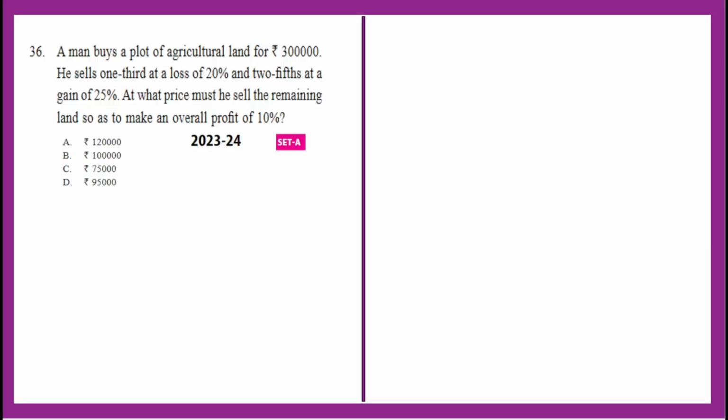Next, 36th one. A man buys a plot of agricultural land for rupees 3 lakh. He sells 1/3 at a loss of 20% and 2/5 at a gain of 25%. At what price must he sell the remaining land so as to make an overall profit of 10%?